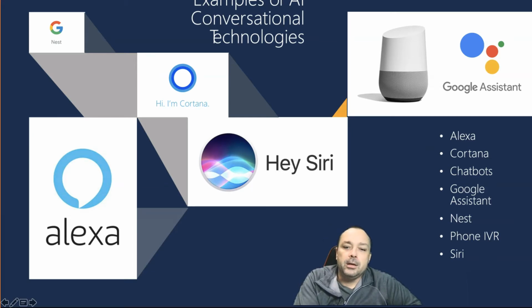Okay. Now these are some different AI or conversational systems that you've probably heard of. Many of you have probably used them, right? The big two in the mobile space are Siri from Apple, and Google's voice assistant, and that's kind of the same thing that's baked into Android.